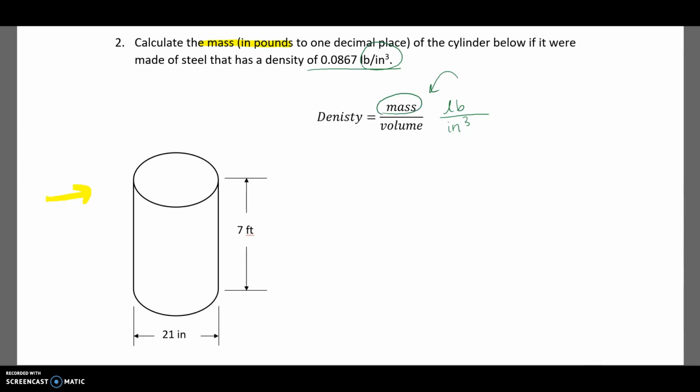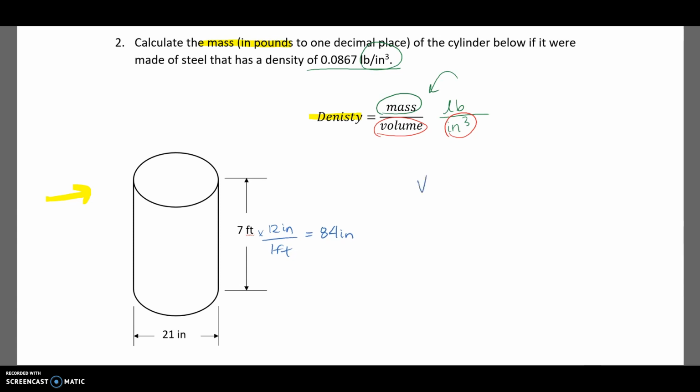In order to do that, I need to know the other two values. I'm given the density in the question, and I'm given enough information about this cylinder to calculate the volume. So that's where we'll start. Because my density has units of pounds per cubic inch, I want to calculate my volume in cubic inches as well. So looking at the units of my cylinder, I know the diameter is 21 inches, and its height is 7 feet. I'm going to convert that 7 feet to inches. So the height is 84 inches.